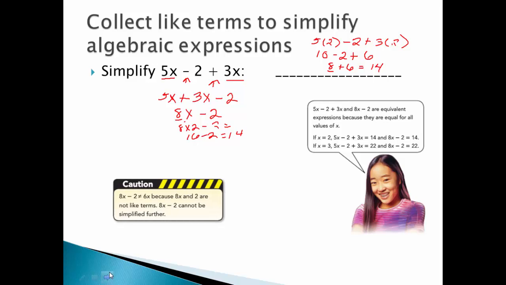Caution. 8x minus 2 does not equal 6x because 8x and 2 are not like terms. 8x is one term, 2 is another term. This cannot be simplified any further.